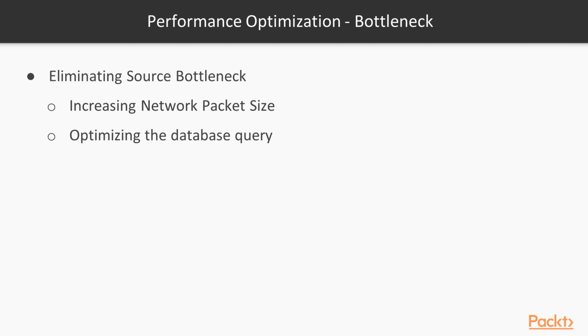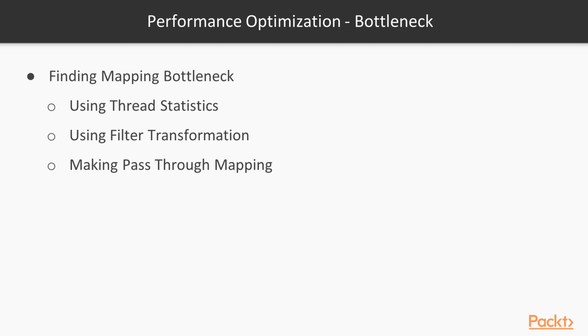Let's talk about mapping and transformation bottleneck. Finding mapping bottleneck. If you don't have a source or target bottleneck, you may have mapping or transformation bottleneck. Thread statistics. As discussed under finding target bottleneck, use thread statistics to find the transformation bottleneck. Filter transformation. You can use that to check if the transformation is the mapping.